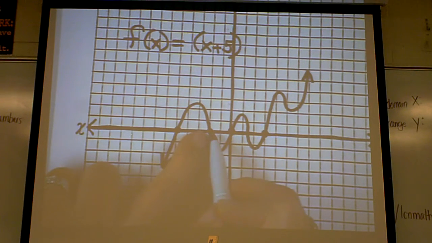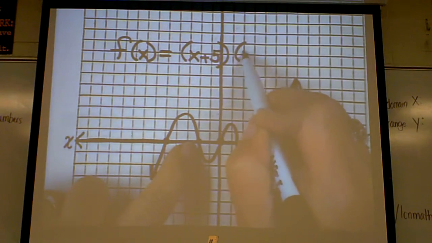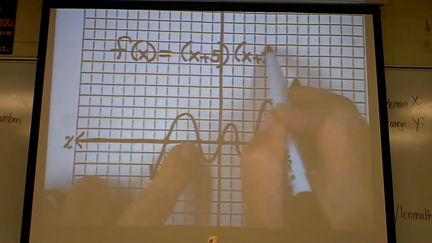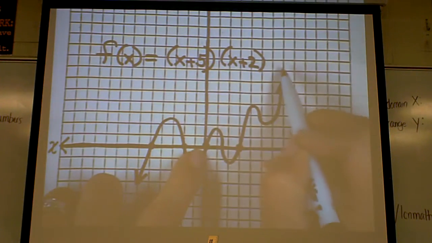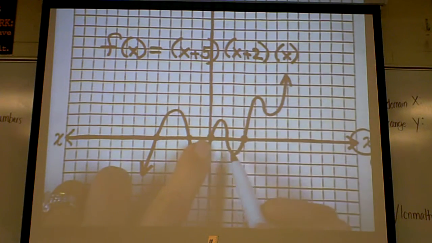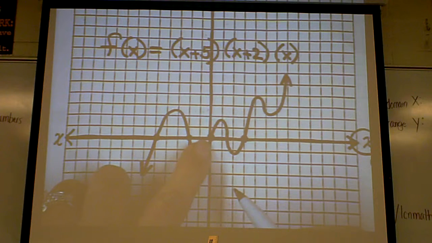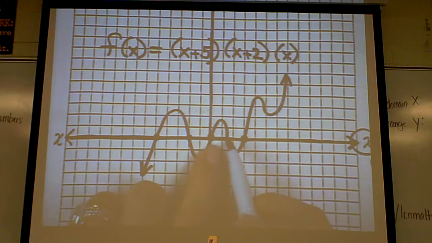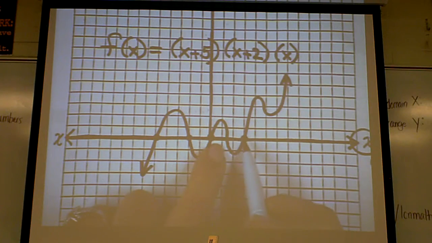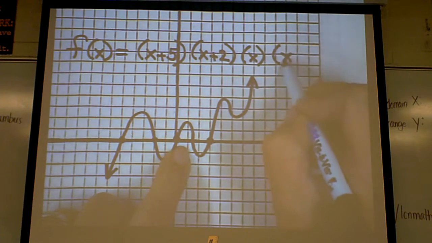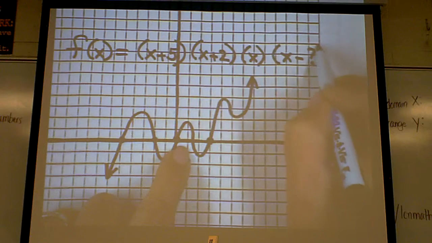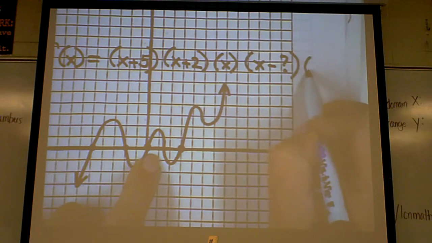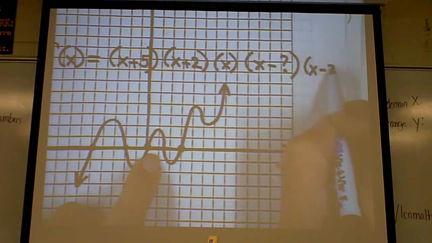So this, we all agree this is negative 5. What about this one? X plus 2. X. X minus 0. X minus... Why'd you skip that one? It's a fraction. What is it? It's a decimal. I don't know what this is. This one is x, we have x minus something. I'm just gonna put that as a something. And then we have x minus, right.